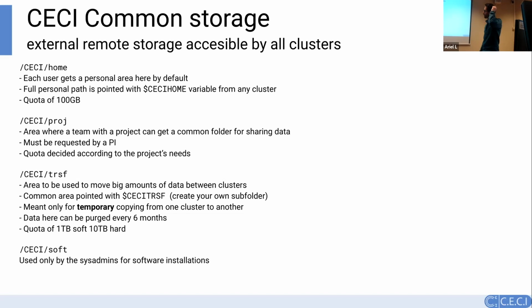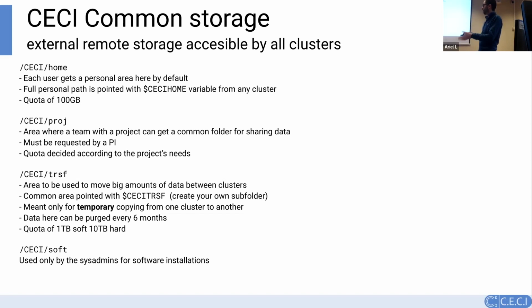And so, how do I access this storage area from the cluster? We have all the different shares from this storage. They are mounted on each cluster on these mount points: CECI Home, CECI Proche, CECI TRSF, and CECI Soft. Inside CECI Home, there will be a full path equivalent to the one of your $home.